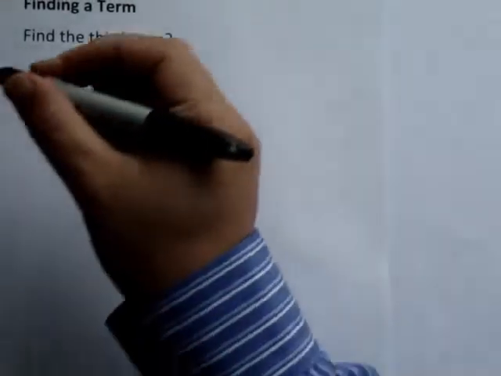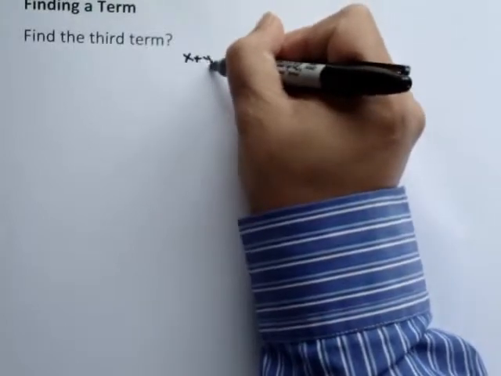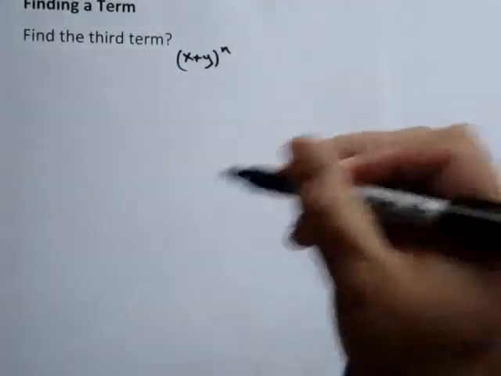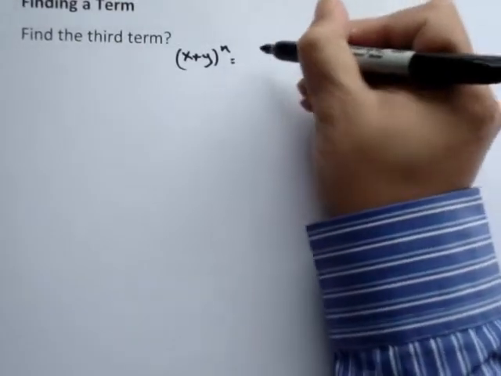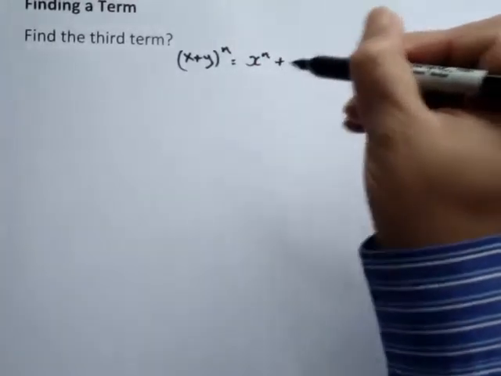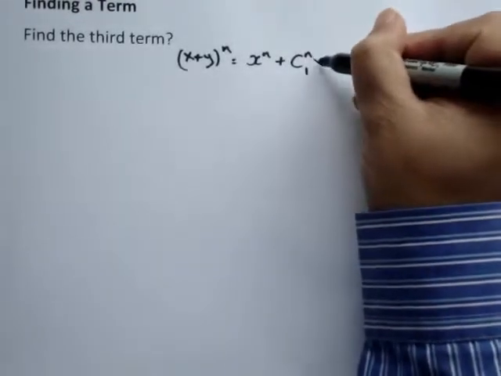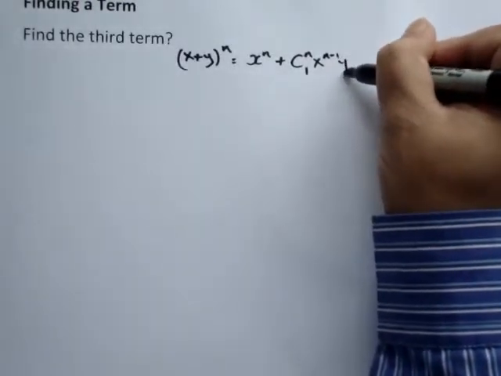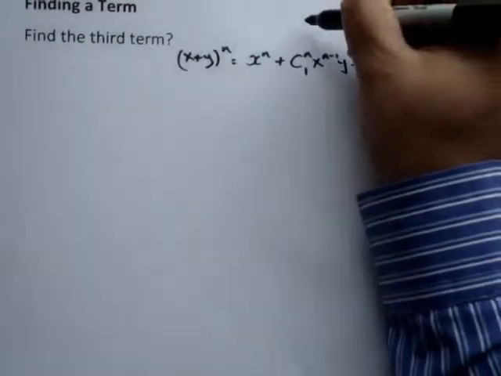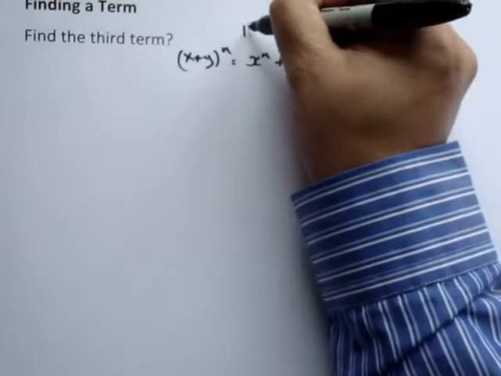So how do we do this? Well, first of all, we have to remember what we do when we do the binomial expansion. So if we have x plus y to the n and we expand, the first term is x to the power n, the second term is the nCr, which is nC1, then x to the n minus 1, y, and so on. So this is the second term, and this is the first term.